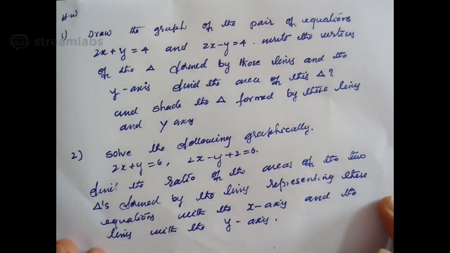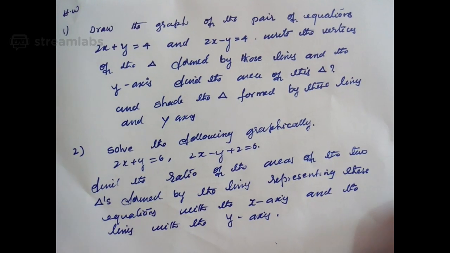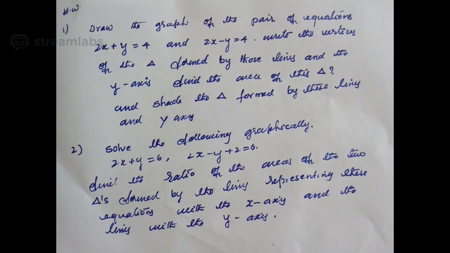Yes. Then take down this. These two are the homeworks for you. Take down this question. Homework. Draw the graph of the pair of equations 2x plus y is equal to 4 and 2x minus y is equal to 4. Write the vertices of the triangle formed by these lines and the y-axis. Find the area of this triangle and shade the triangle formed by these lines and the y-axis.